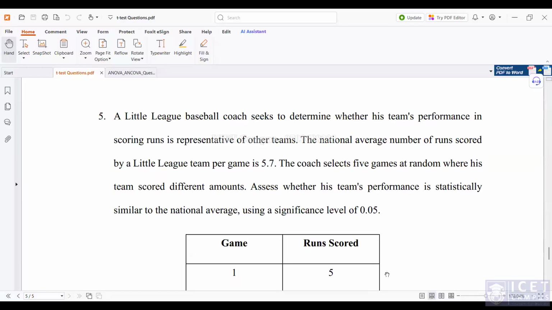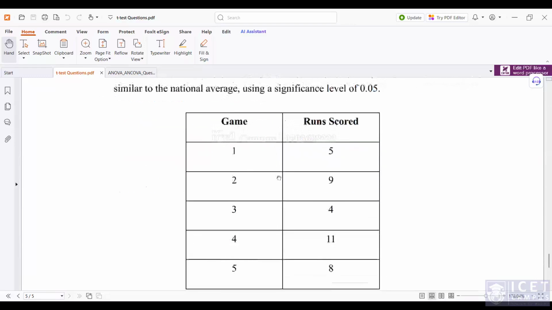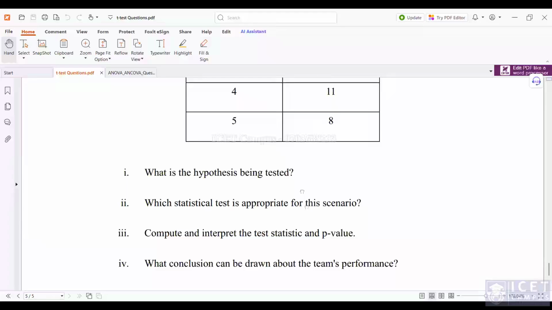So the national average is given as 5.7. The question asks whether it is statistically similar to the national average using the significance level. Now it is 0.05. Earlier it was given as 90%, that's why we changed it. Otherwise, the default is 0.05. Then we can see here the game and run score are given.